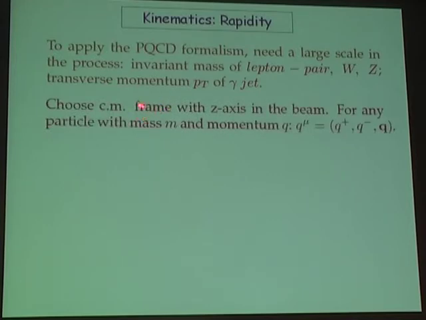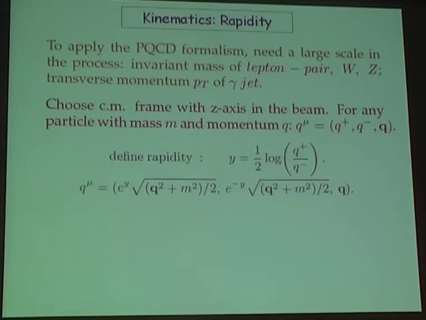So if we look at the interaction in the center of mass frame of the hadron collider and choose that to be the z-axis, again, it's convenient to use the light cone coordinates. Then the familiar rapidity variable is just the ratio of the plus and the minus components of a typical momentum.